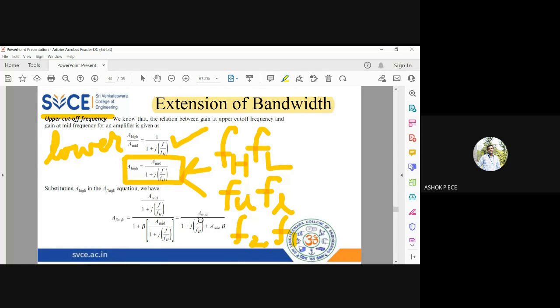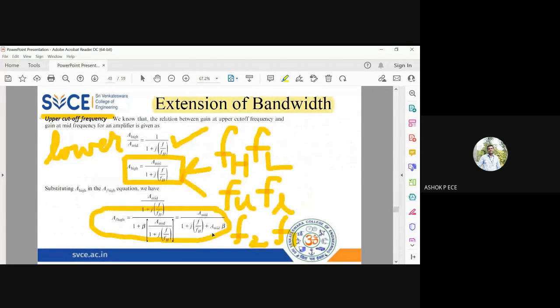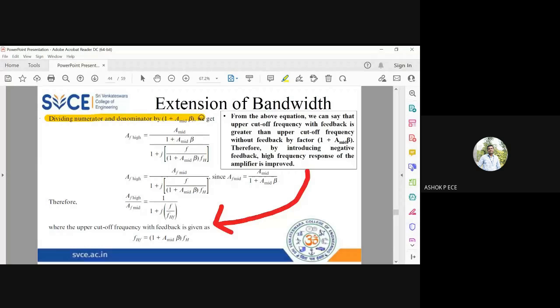So this is what you get: A_mid by (1 + j f/fh + A_mid β) after applying the LCM and simplification. Next step, same as usual, we are going to separate the real term and imaginary term, and I'm going to divide the numerator and denominator by (1 + A_mid β). Same thing we did for the lower cutoff frequency, we are doing the same thing.